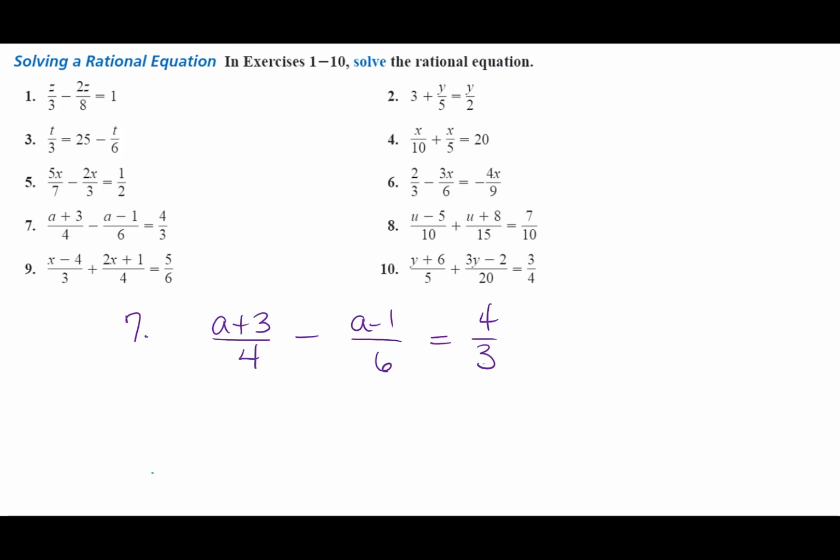Number 7 is (a plus 3) over 4 minus (a minus 1) over 6 equals 4/3. This is the first time that we've had binomials in the numerator. The first thing when you're solving these equations is to find a common denominator between 4, 6, and 3. The least common denominator is 12, and so we'll multiply each numerator by 12.